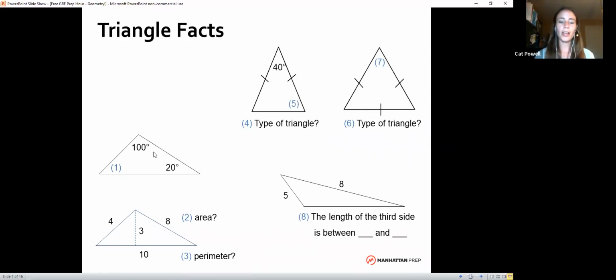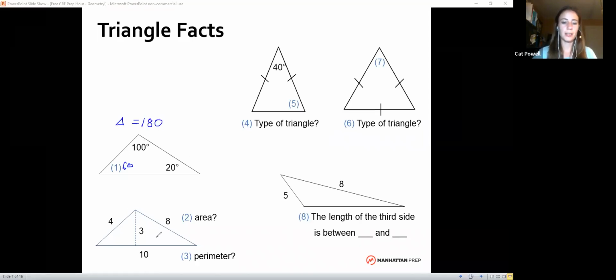Here I have a triangle. I have two angles. What is the measure of that third angle? Number one. Yeah, nice. Yep, 60. Awesome. Because I know that all of the angles in a triangle have to sum to 180. So I can subtract 120 from 180 and I get 60.